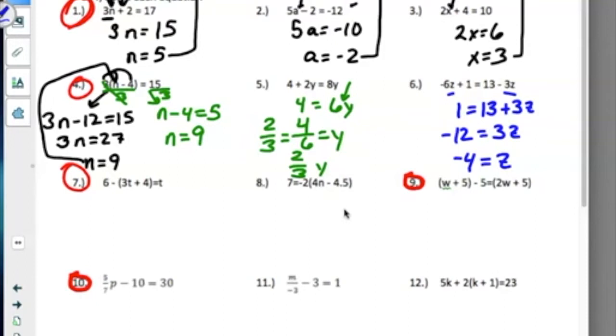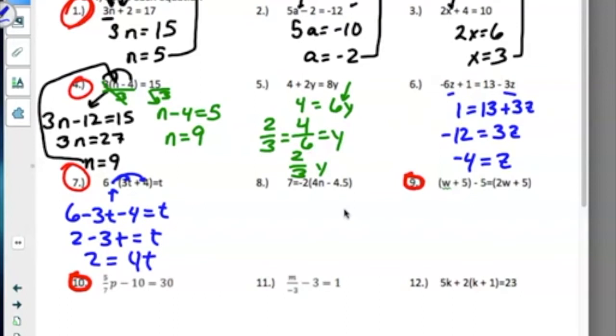Now in 7, that's a negative or a subtract, so I'm going to distribute that and combine like terms before I do other things. So I've got 6 minus 3t minus 4 is equal to t. I'm going to combine like terms, so I've got 2 minus 3t is equal to t, and 2 is equal to 4t. Just like everything else we've always done, I'm solving for t. So I'm going to divide by 4. I got 2 divided by 4 is equal to t, and that's 1/2 is equal to t.